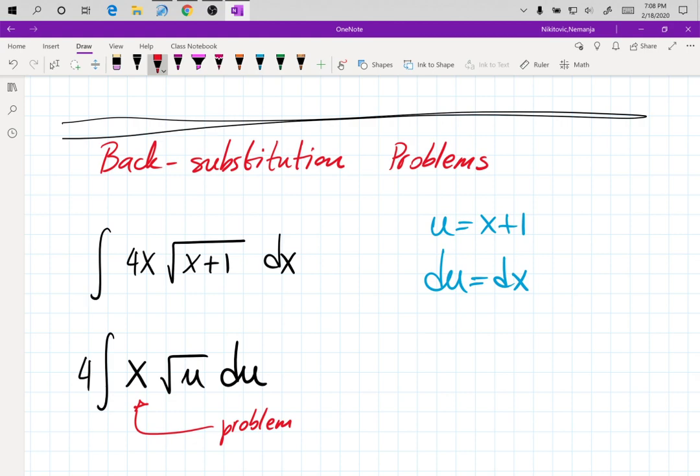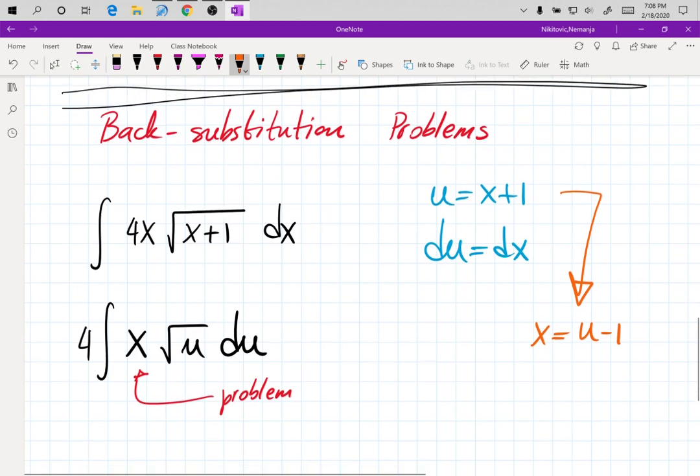Does anyone know the trick? Yes. Beautiful. This is the back substitution. Yes. You solve this one for x.